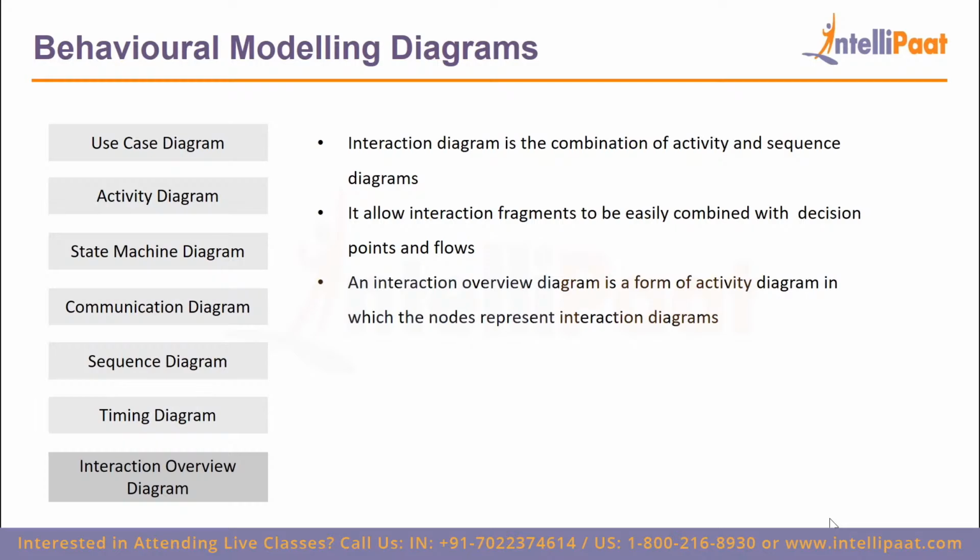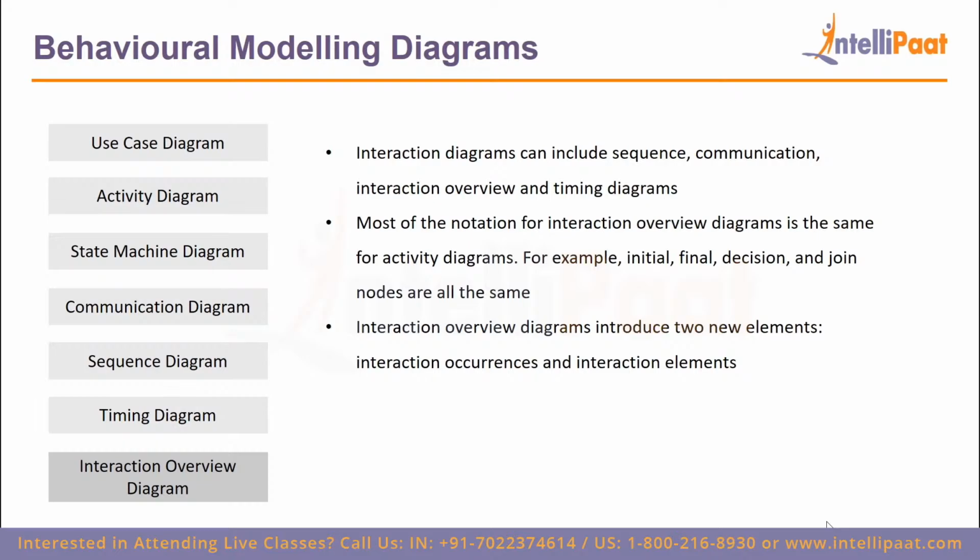So the interaction overview diagram is the combination of activity and sequence diagrams, and it allows the interaction fragments to be easily combined with decision points and flows. Also, an interaction overview diagram is a form of activity diagram in which the nodes represent interaction diagrams.